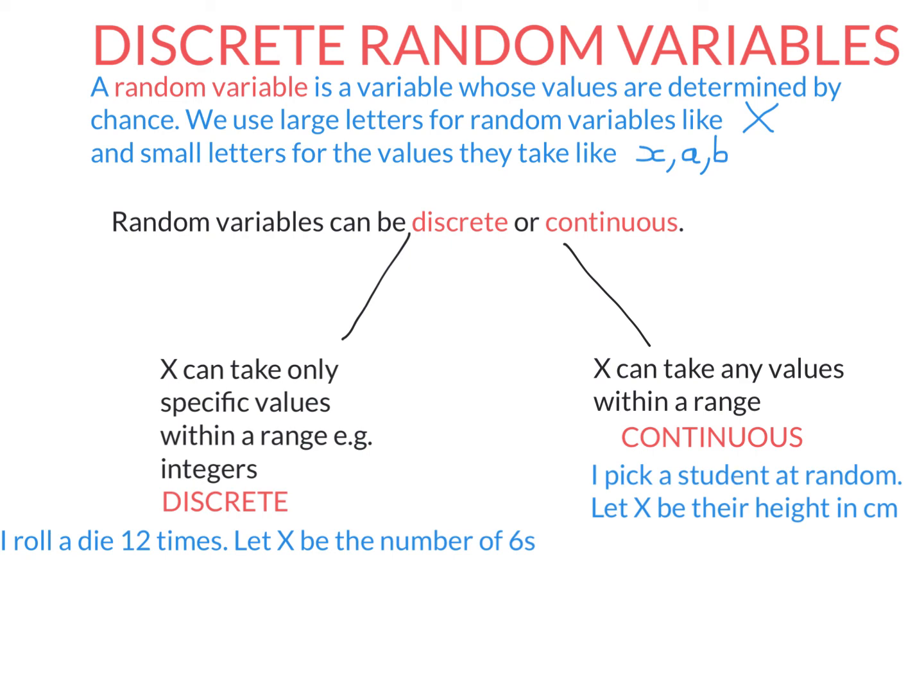Now, we know the student's height's probably going to be between 150 and 200 centimeters, but X can take any value between that range. X could be 168.372 centimeters. It doesn't have to be a whole number value. So because there are all these different possibilities X can take, it can take any value within that 150 to 200 centimeter range, we say X is a continuous random variable. So hopefully now you understand the difference between discrete and continuous random variables.